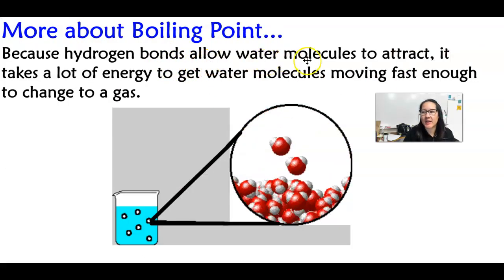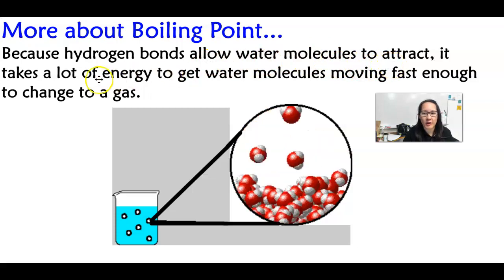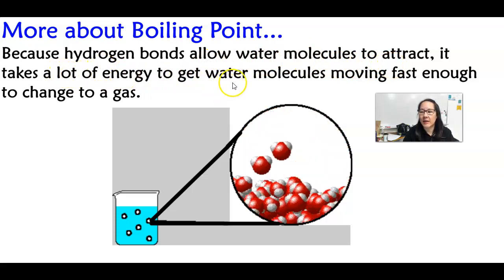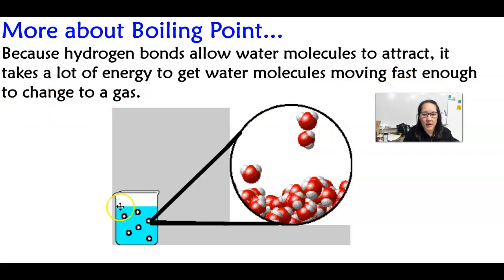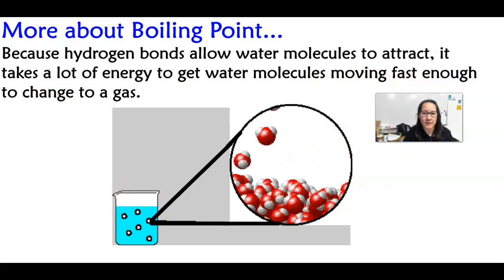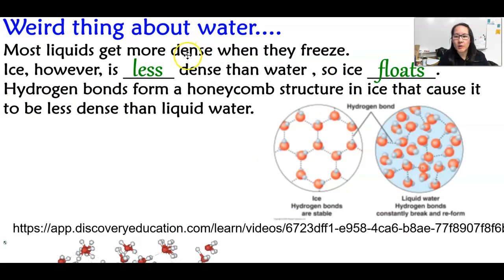Because hydrogen bonds allow water molecules to attract to each other, it takes a lot of energy to get water molecules moving fast enough in order to change to a gas. A weird thing about water is most liquids get more dense when they freeze. Ice, however, is less dense than water, so ice floats. Hydrogen bonds form a honeycomb structure in ice that causes it to be less dense than liquid water.